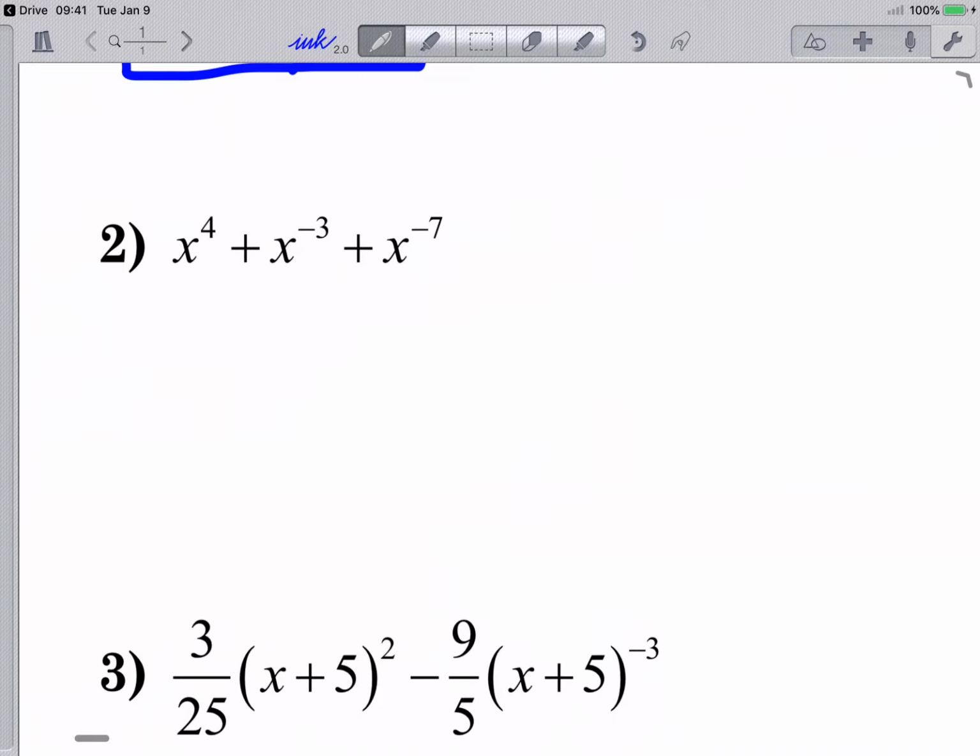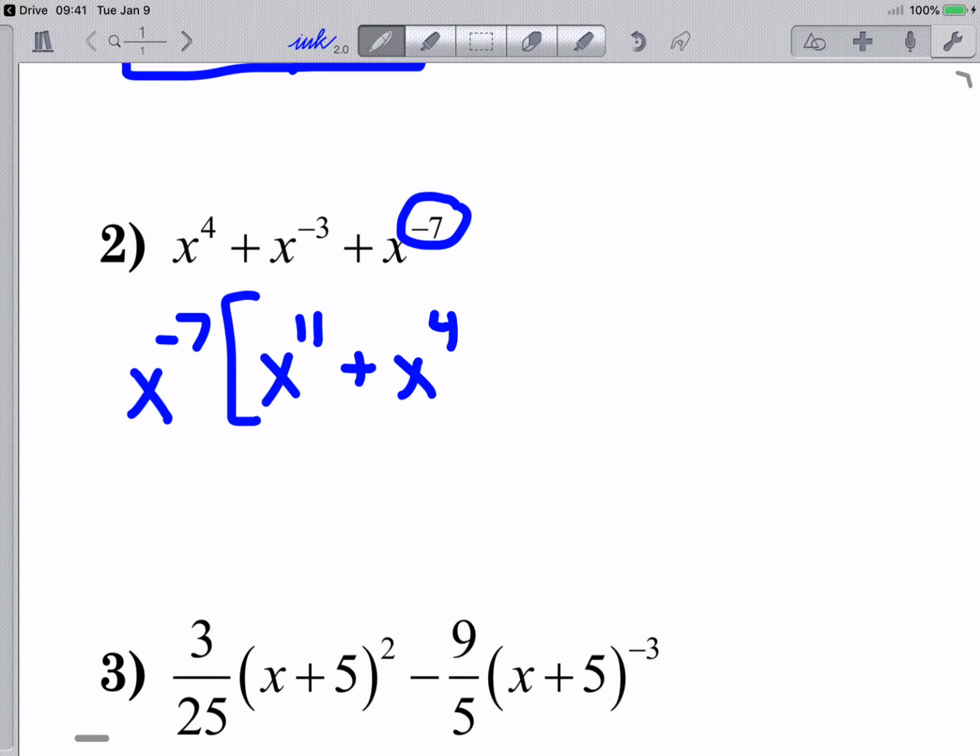uglier looking things. Now in this problem, smallest exponent is -7, so I'm simply going to factor out x to the -7th. I like to write brackets for these ones. So I'm going to subtract from all of the exponents a -7, which is just adding 7. So I get x to the 11th plus x to the 4th plus 1. X to the -7th divided by x to the -7th is 1. Something divided by itself is 1.